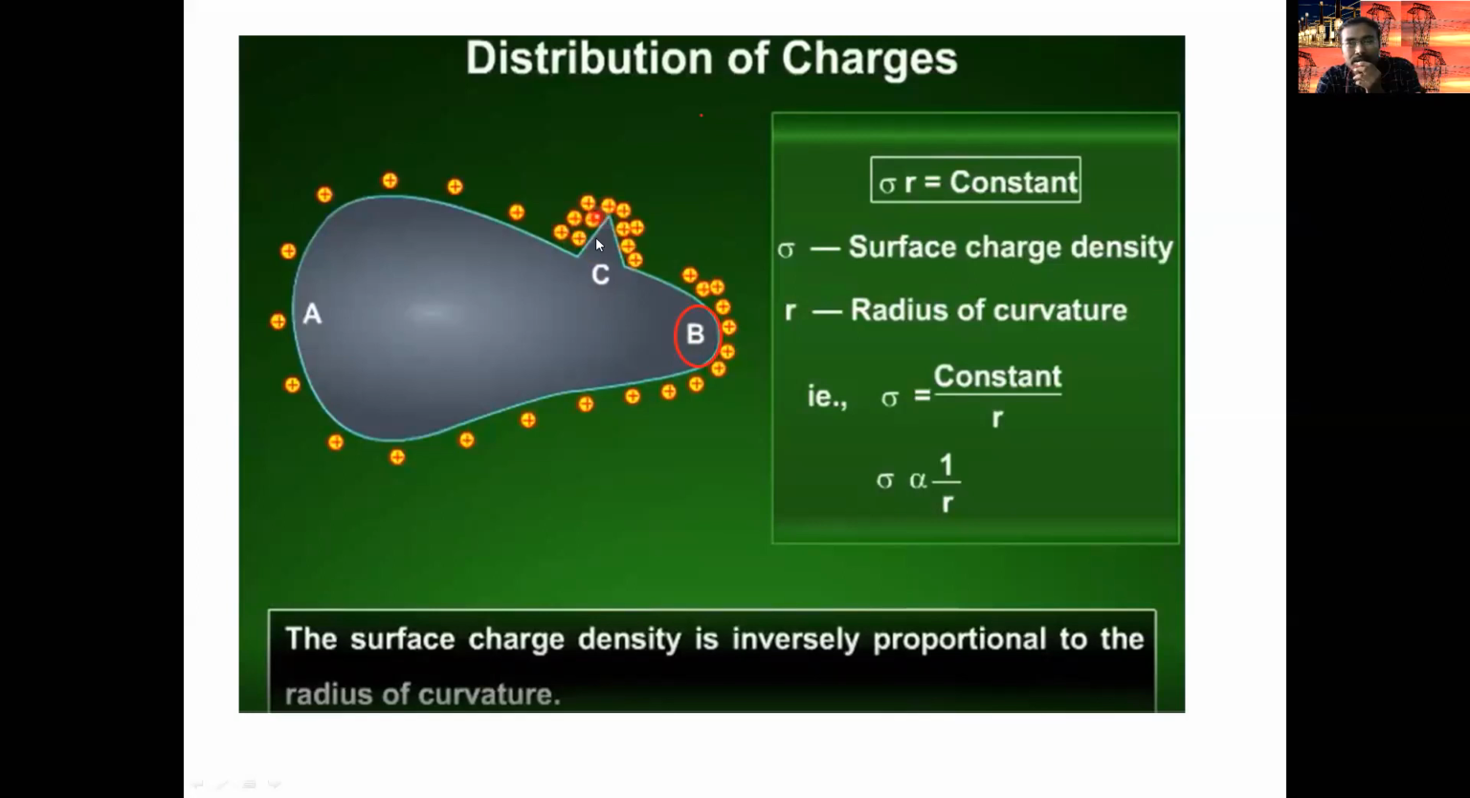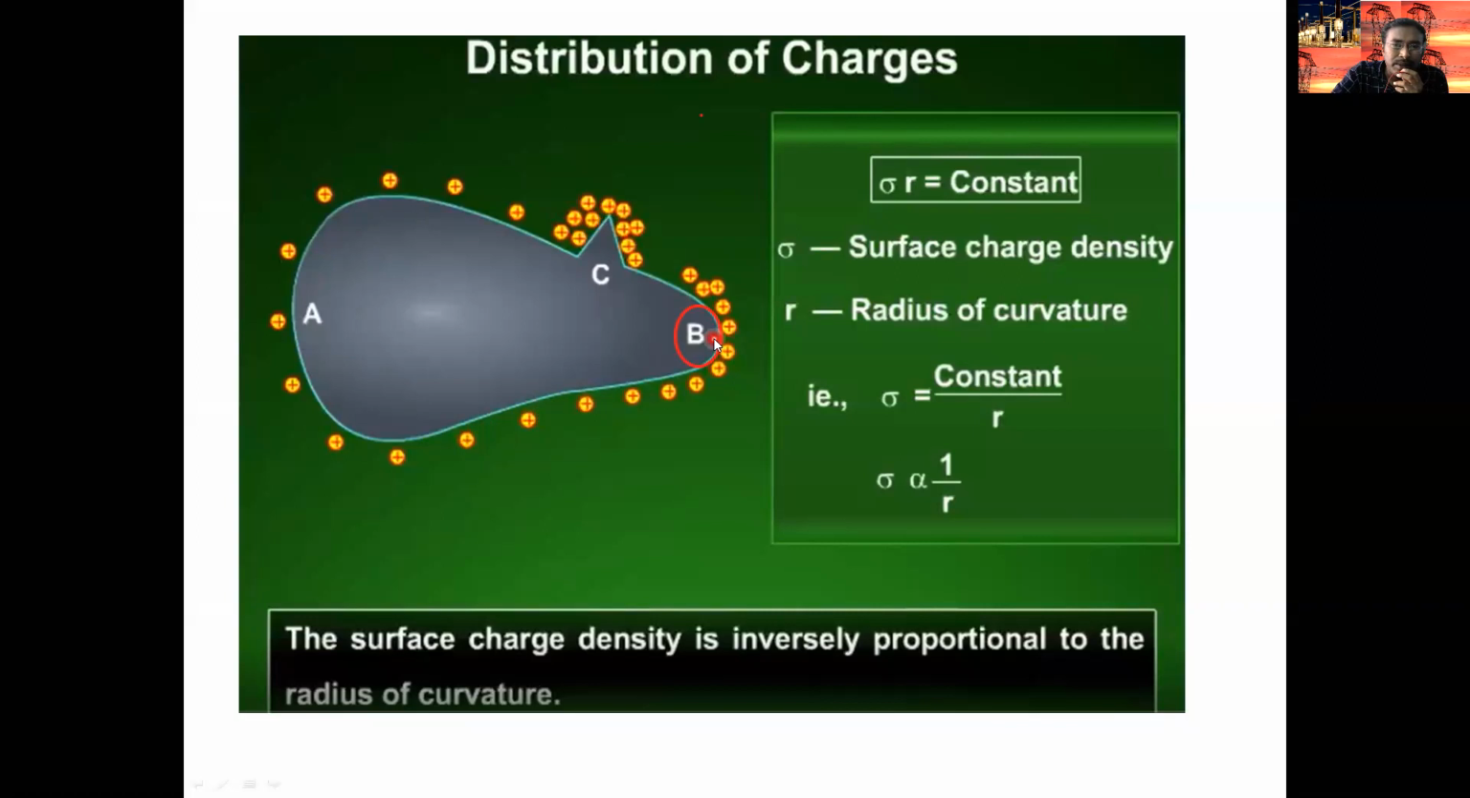So by observing this diagram, we can say that the distribution of charges is non-uniform. The positive charges are distributed on this dome or sphere in a non-uniform manner. Here, more positive charges are distributed, here also more, but here less. That means non-uniform distribution of charges: here less charge distribution, here more charge distribution.